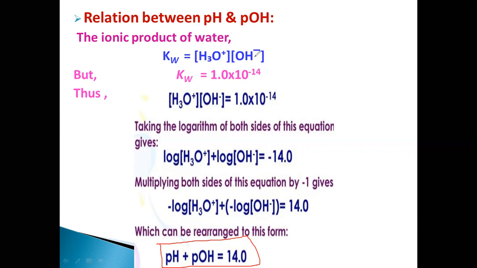It is very easy. Firstly, you have to write the ionic product of water, that is nothing but Kw is equal to concentration of hydronium ion into the concentration of OH minus ion. As we know the value of Kw, what is the value of Kw? It is 1 into 10 raised to the power minus 14. So compare the two values of Kw. The equation becomes concentration of H3O positive into the concentration of OH minus ion equal to 1 into 10 raised to the power minus 14.